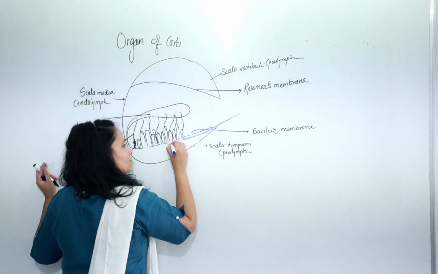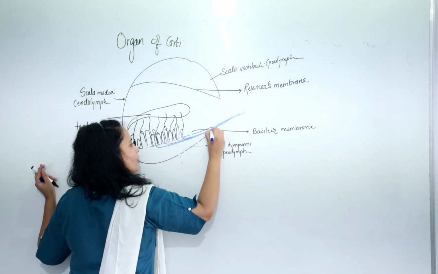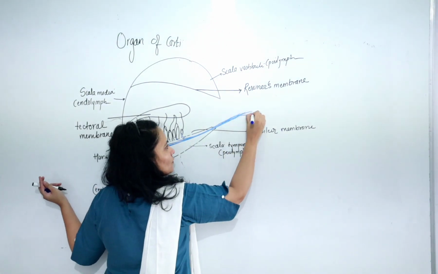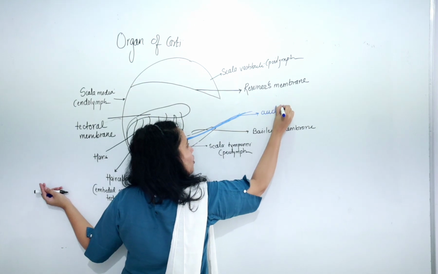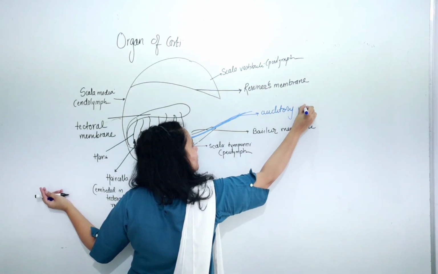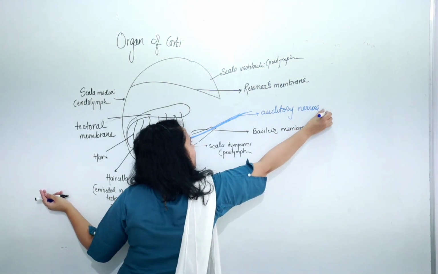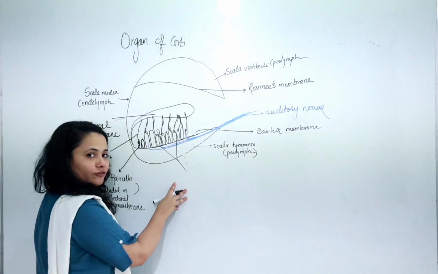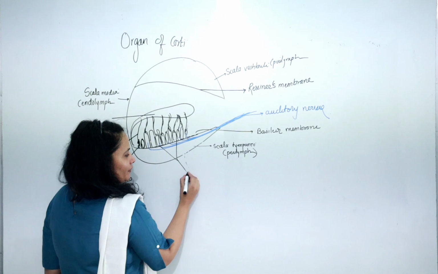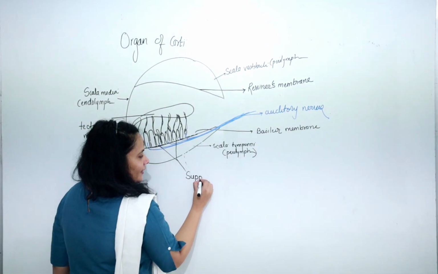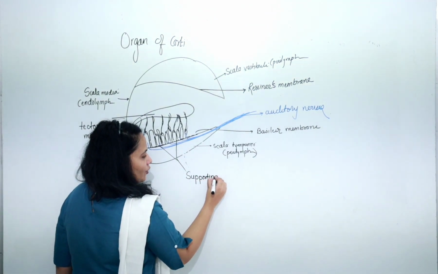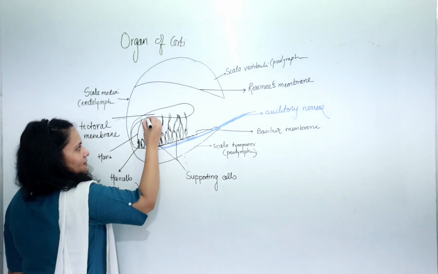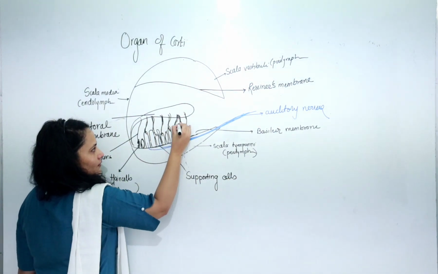So these are the nerves coming out from which cells? These are coming out from the hair cells. And which are these nerves called? These are known as auditory nerves. And these hair cells of the organ of Corti are supported by another kind of cells, and these are known as supporting cells. So you can see these are hair cells with hairs.